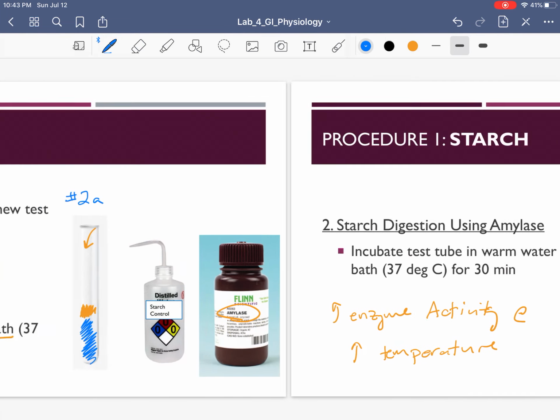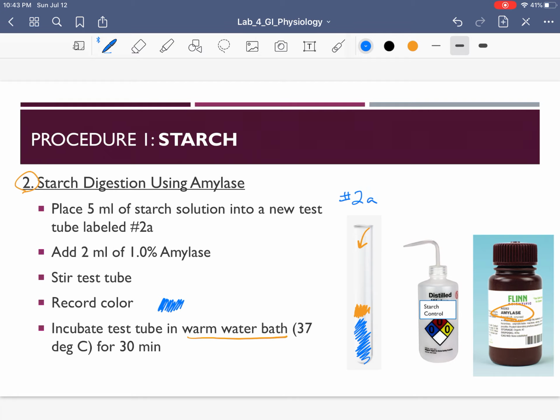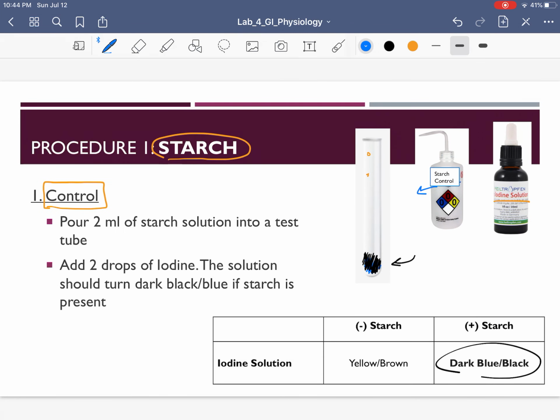All right. Now I want to make a point here. In our control, we had a color of dark blue or black.